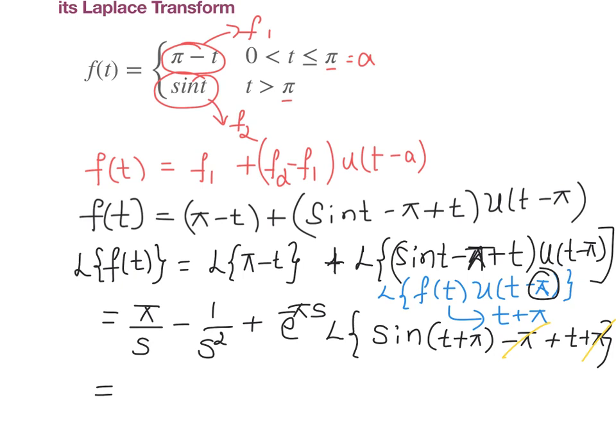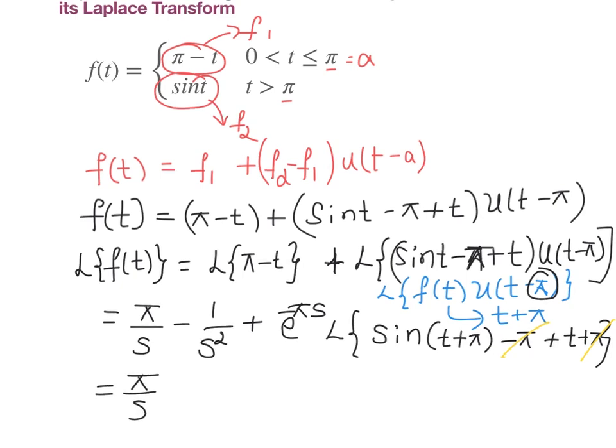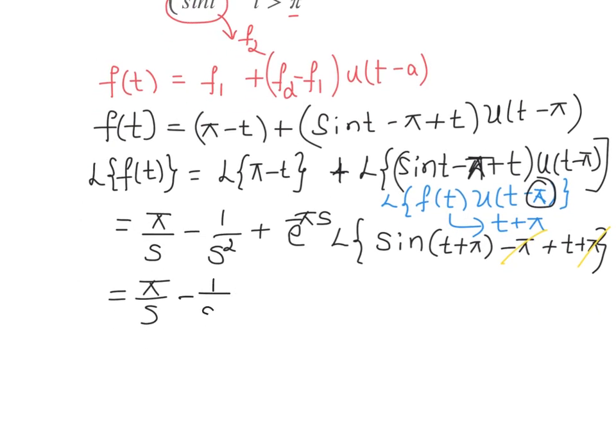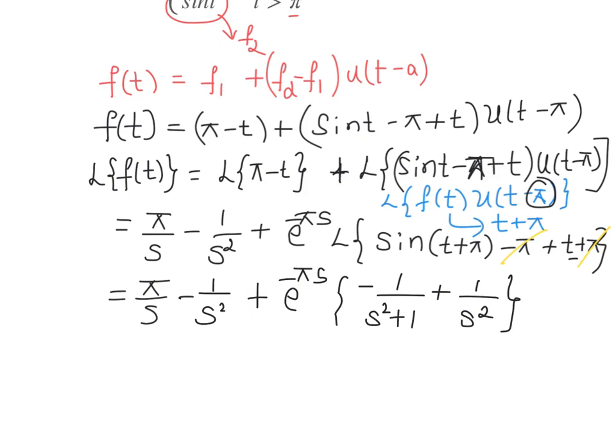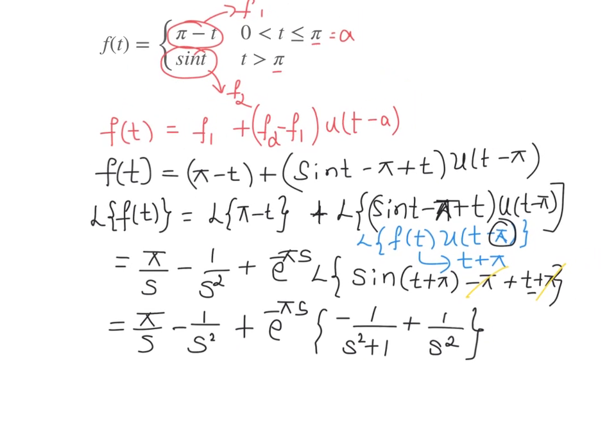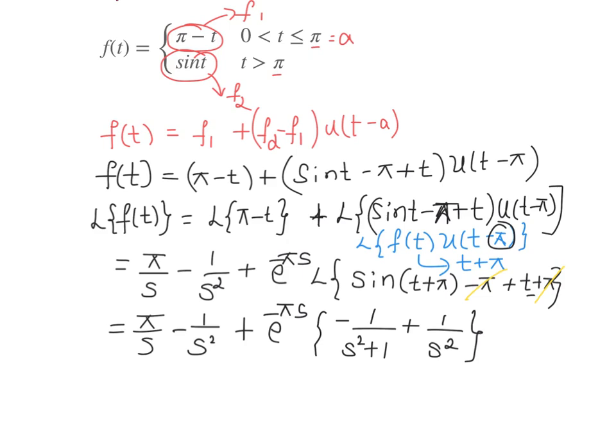We write the result. So pi by s minus 1 by s square plus e power minus pi s, and this sin(pi plus t) becomes minus sin t. For that, Laplace transform is minus 1 by s square plus 1. Then what is remaining? t. For that, Laplace transform is 1 by s square. So this is how we express the given function in terms of unit step function and find its Laplace transform.